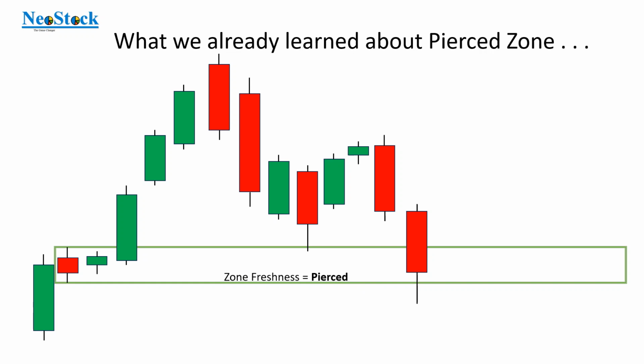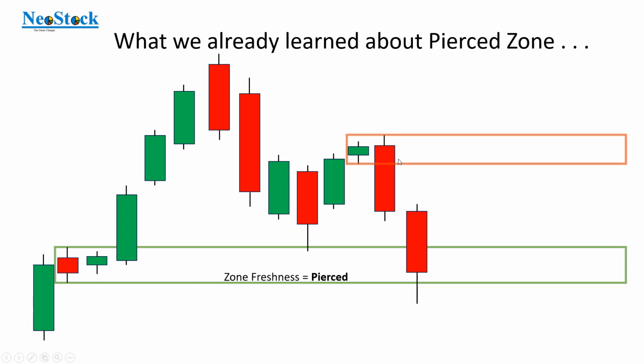When the status is changed to pierced, what kind of impact will there be? There will be a couple of impacts we will experience. I will explain. The first thing could be that the opposing zone will get the zone achievement. Because this pierced zone is a demand zone, the opposing zone is the supply zone, or vice versa. In this example, the opposing zone is the supply zone.